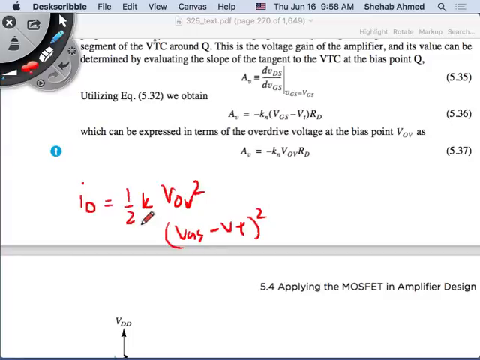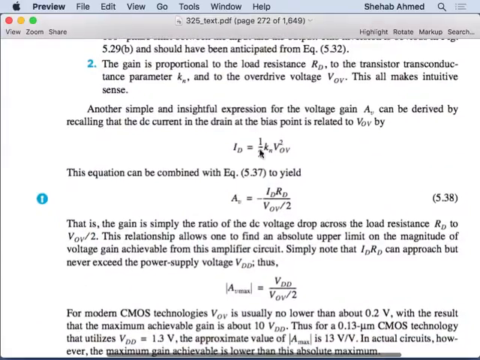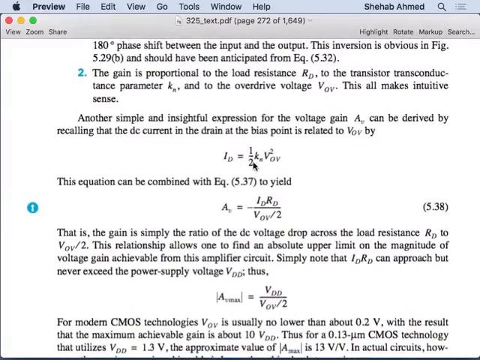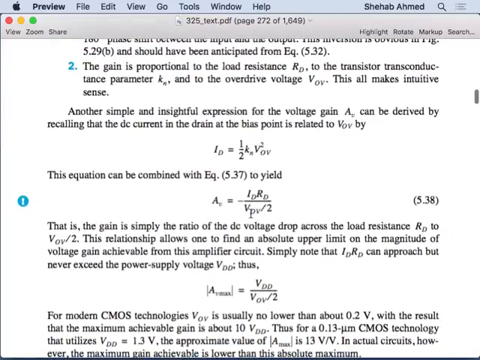So now I would like to take the overdrive voltage out of this equation and write my gain in terms of my DC operating point. It's just another form of the gain equation. I substitute what I know from my DC operating point analysis: my ID gives me a certain overdrive voltage. I would write my gain in terms of my DC operating point.